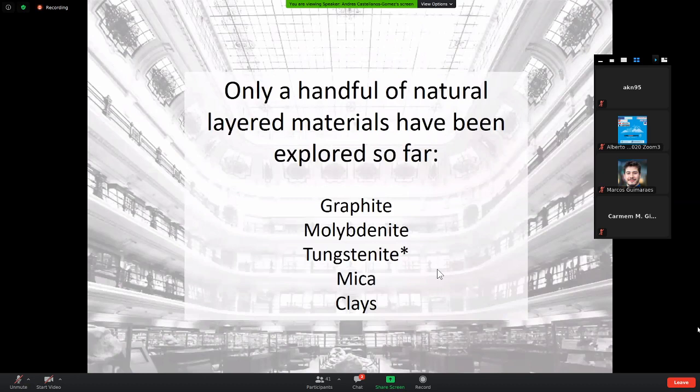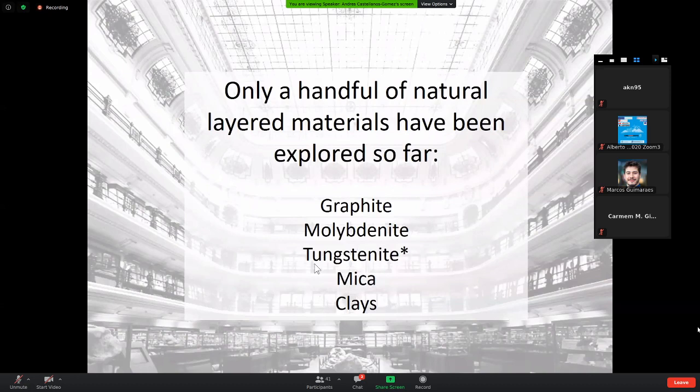I want to stress that we had a lot of fun studying this Frankite so far. Whenever you start studying a new material, you always observe new physical phenomena that you were not expecting, like the case of the symmetry breaking. Layered minerals are particularly interesting, and surprisingly enough, only a handful of them have been studied, mostly graphite, molybdenite, and some micas and clays.